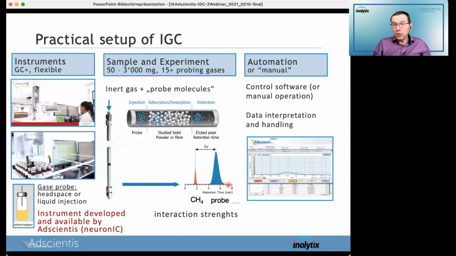Here is the retention time, and you see this little red peak. This is methane as an indicator, an inert indicator, but which is detectable. And you see here the retention time of the probe. And the time here is a measure for how strongly this absorbs to the unknown surface properties. Of course, there's a lot of data treatment and so on behind this. That's a lot of experience we have, so we don't bother about this today.